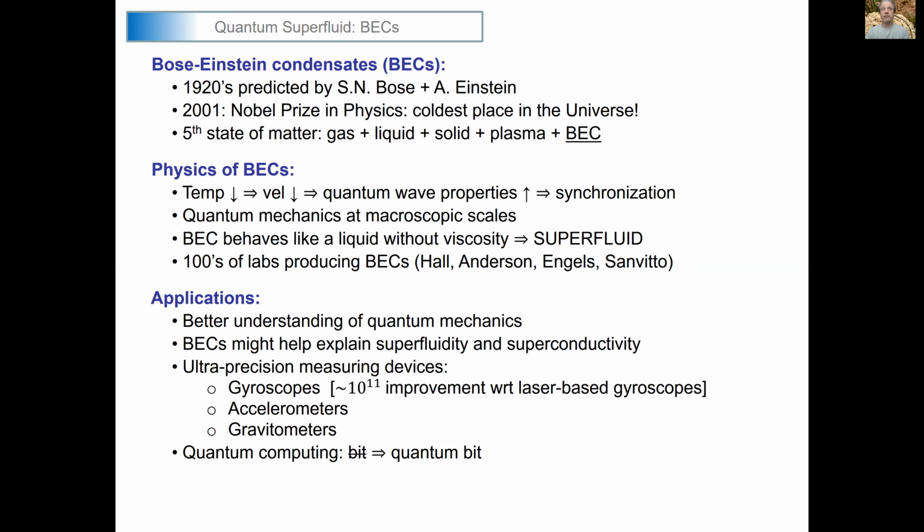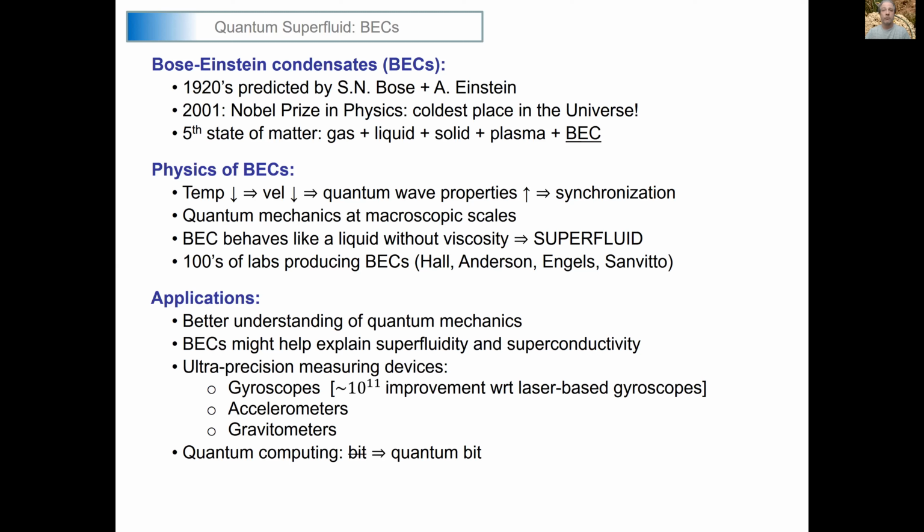So that means that many experiments or apparatus are capped by some sort of quantum fluctuations. If you're able to have everything synchronized at the quantum level, you will be able to do much better precision measurements. So gyroscopes, in principle, at least theory-wise, if you're able to construct a condensate gyroscope, you have an improvement of 11 orders of magnitude with respect to laser-based gyroscopes that are the state of the art right now.